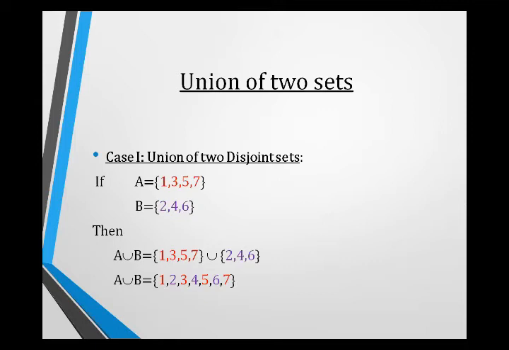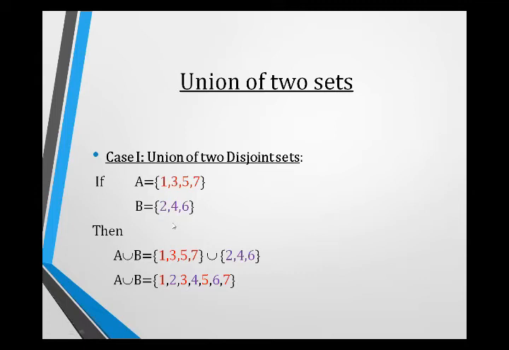Okay students, two sets are disjoint sets if they have no common element. As you can see, here we have two sets. Set A is equal to {1, 3, 5, 7} and set B is equal to {2, 4, 6}. There is no common element in both sets, so they are disjoint sets.